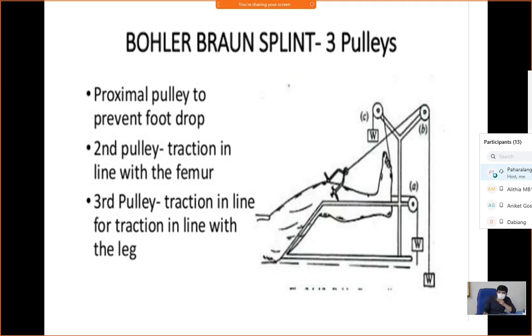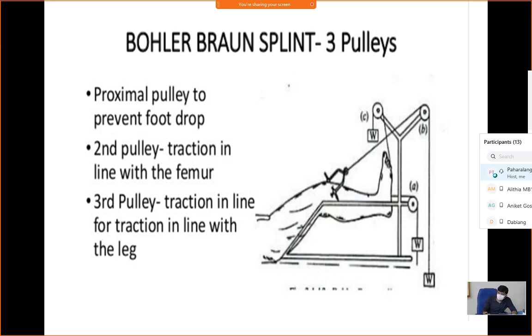If you keep the limb in traction for a long time, the foot will go into plantar flexion and there will be contracture of the muscle in that position, and the patient will be unable to walk once there is healing of the bone. So you have to keep the foot in neutral position. For that, pulley C is used.